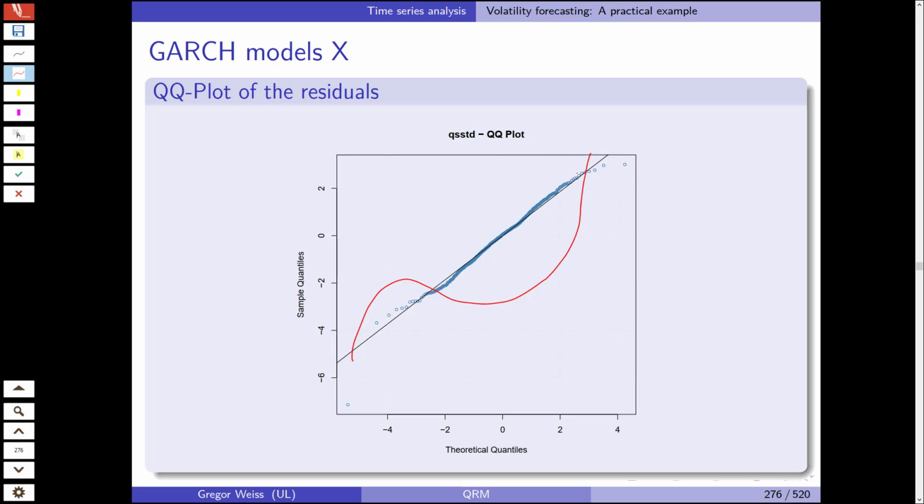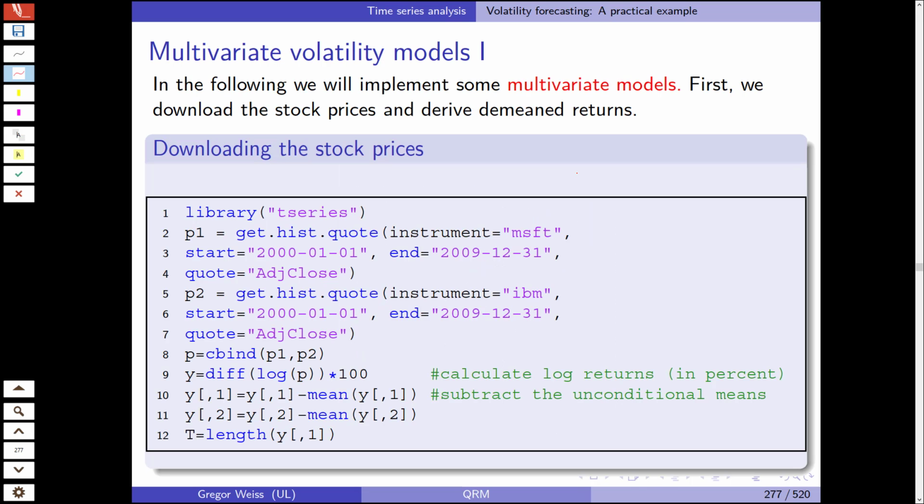So the residual analysis also tells us that this model fits the data quite nicely. So let's do something else. We now want to do a multivariate model. Again, we first download the stock prices and derive demeaned returns. We download the stock data of Microsoft and IBM.